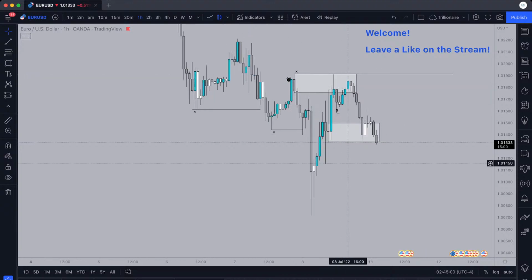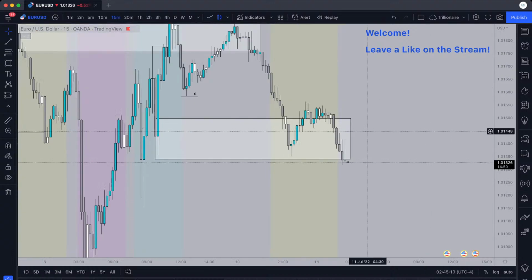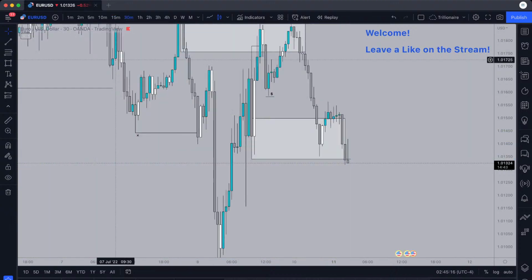All right, so I need this low to get taken out. It already has, as we can see here. Perfect. All right, let's go to the M30. Let's see what's going on here.